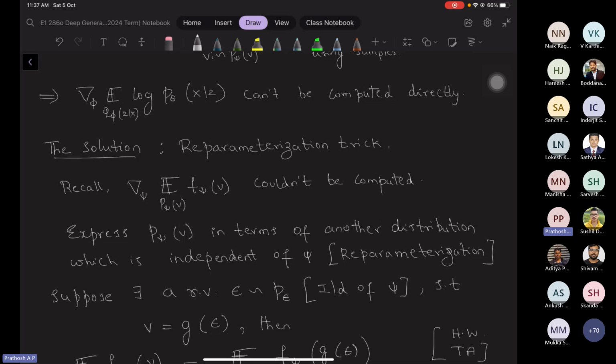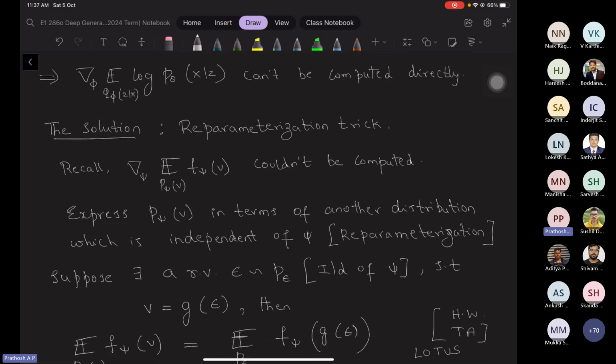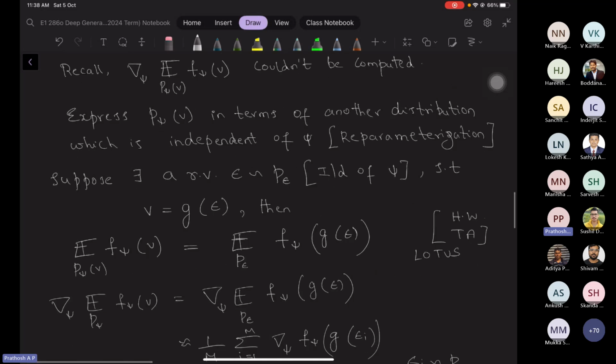So what do we do about it? The way to do it is to represent that distribution, with respect to which you are taking the expectation, in terms of another arbitrary random variable which is independent of the parameters. That representation through a function is what is called reparameterization. If you do that, then this expectation can be written as an expectation over that arbitrary random variable, and therefore the gradients with respect to the encoder parameters can be found.